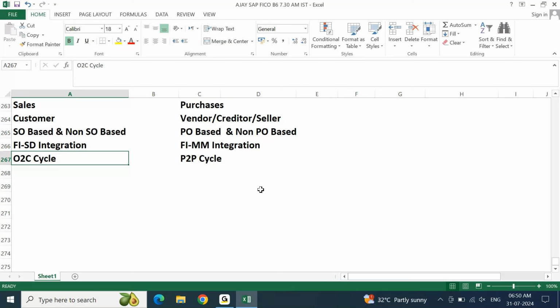Now, when you understand these points in such a way, when you understand the basic fundamentals, you are feeding in your mind something called FI-SD integration. It means that there is a sales order. Based on the sales order, we do the delivery. Based on the delivery, we issue the goods. Based on that, we will give a bill, invoice to the customer. Based on the invoice, the customer will make the payment. And then you will reconcile whether payment is received or not in the bank. For that, you do BRS.